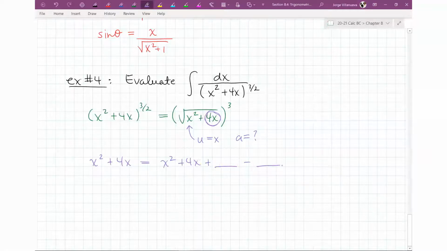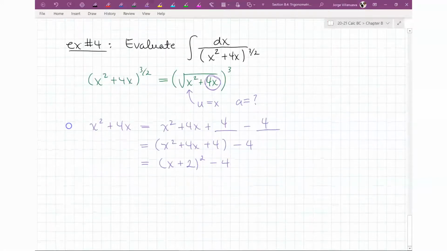Now the way we get the values that go inside of those underlines is we get our b term. Remember, this is our b term right there. We're going to divide it by 2, and then we're going to square it. So 4 divided by 2 is 2. Squared is 4, so we're going to put 4 here and 4 there. So this is basically x squared plus 4x plus 4 minus 4. Now if we factor this, this is x plus 2 quantity squared minus 4.